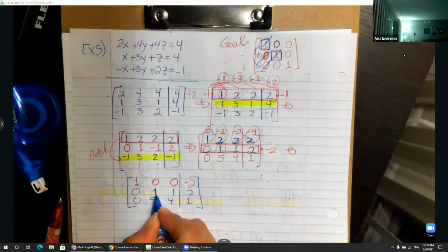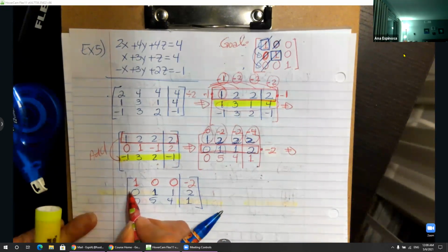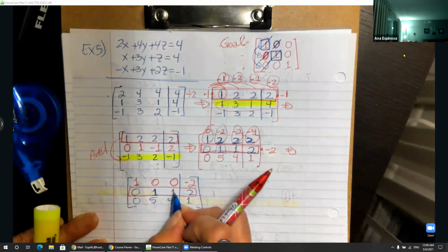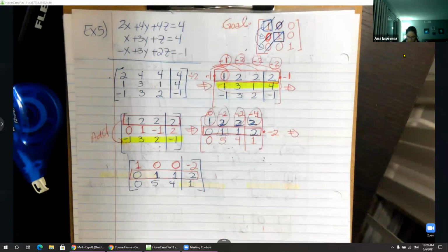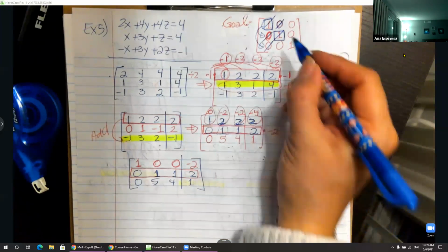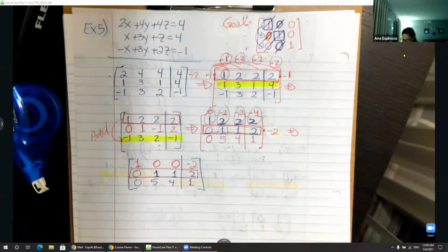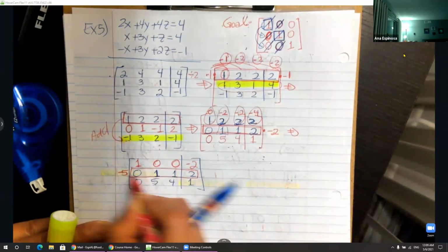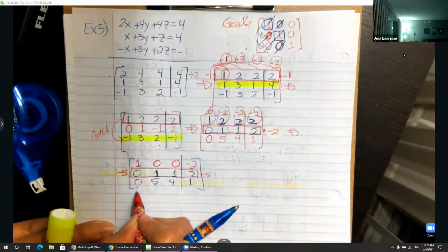Okay. So I've got that one. All right. I'm going to use the middle row again in order for me to get this to be a 0. Okay. So in order for me to do that, I need these to be opposites of each other. So I'm going to multiply by 5, the whole row. And whatever I get, I'll put it below.